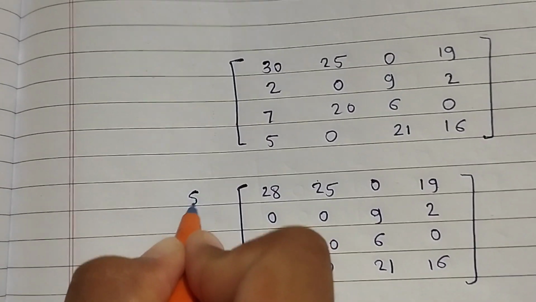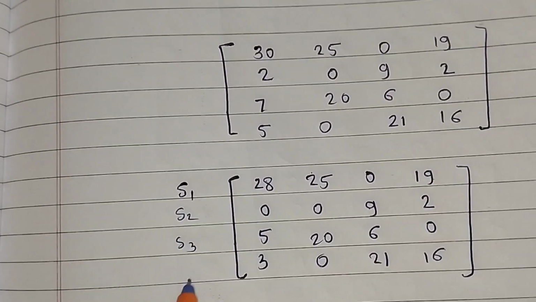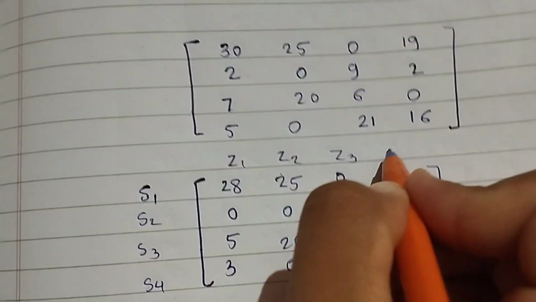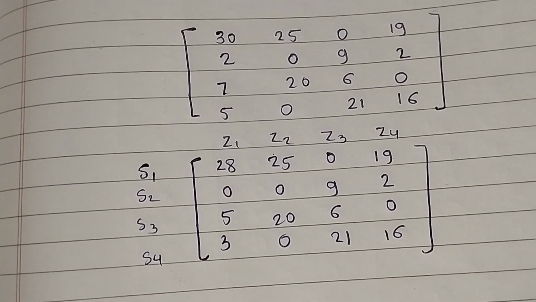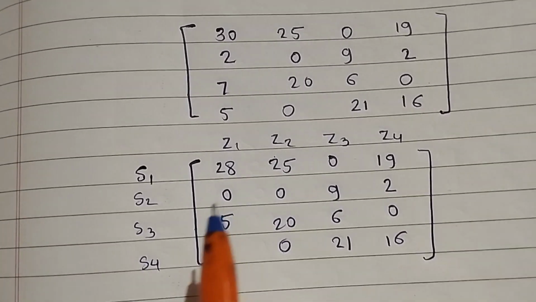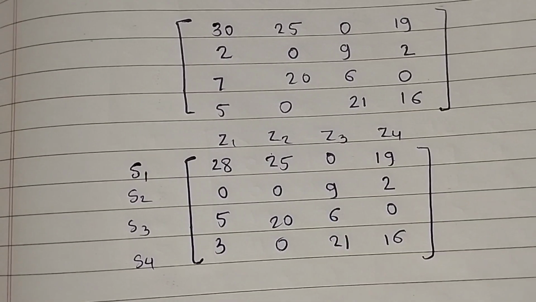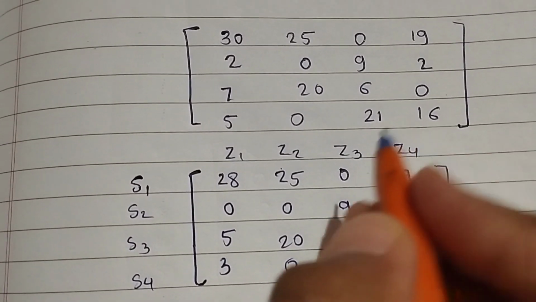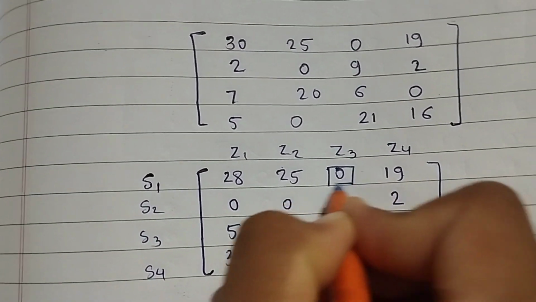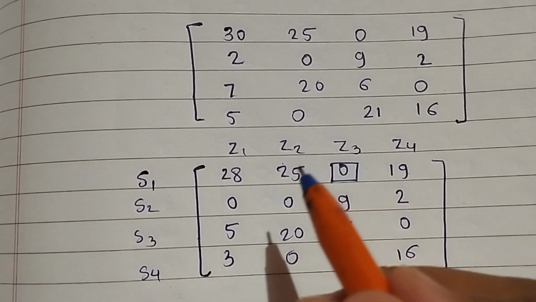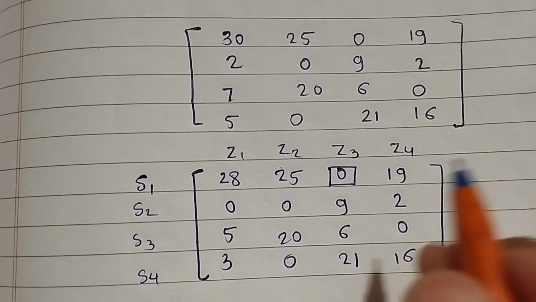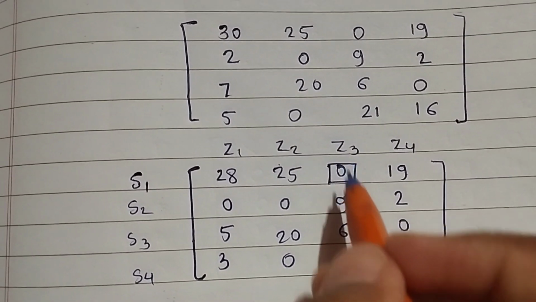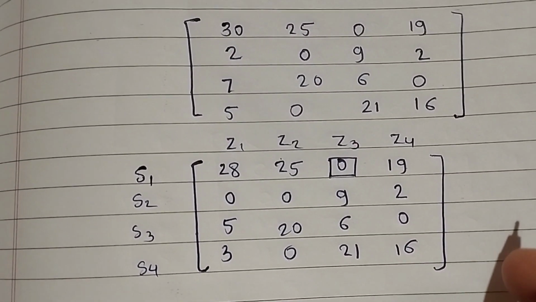These are our salesmen, and these are the zones. Now once we write the reduced matrix, we make the assignments. First check whether any row has a single 0. Yes, the first row itself has a single 0. Now cross all the zeros with respect to the assigned element. Here in the first row no other 0 is present, and in the column also no other 0 is present to cross.